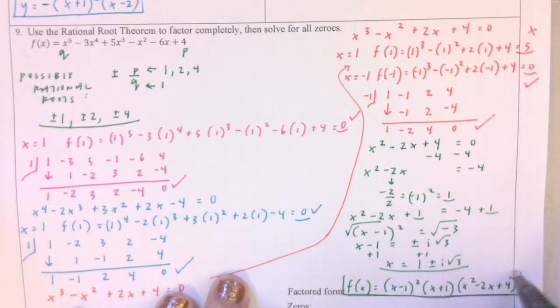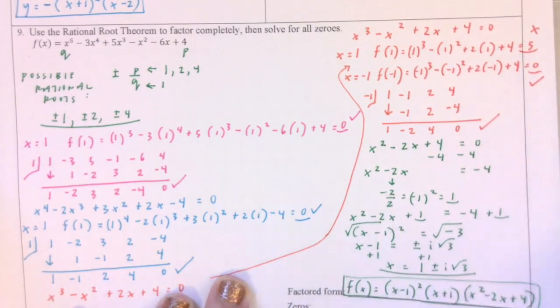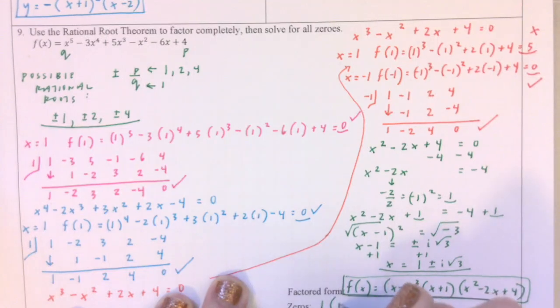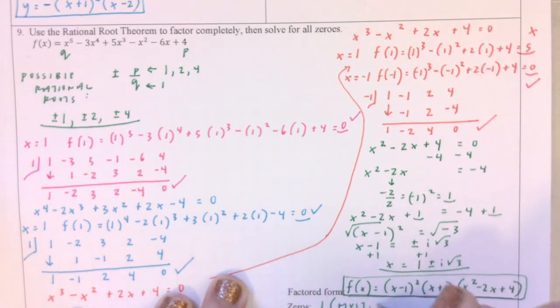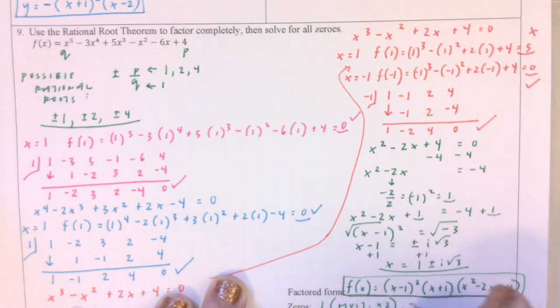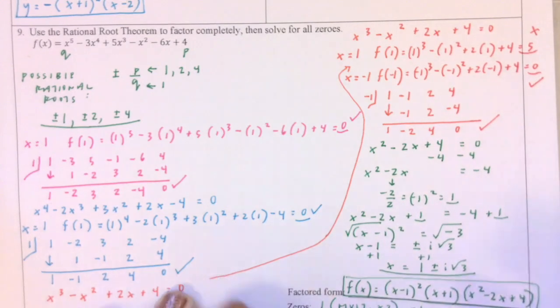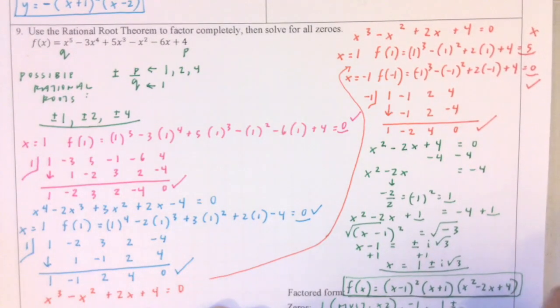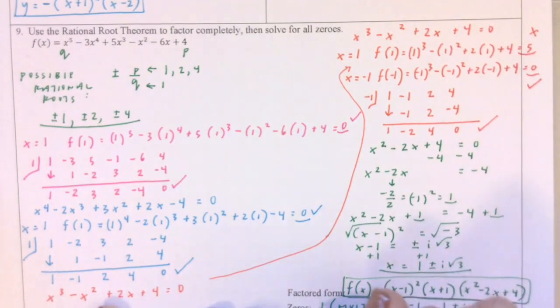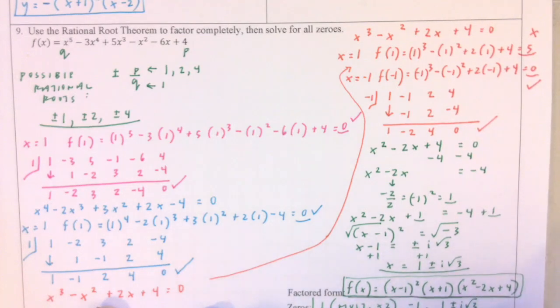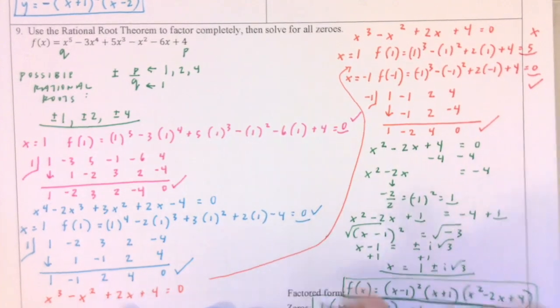And then what about the zeros? What about the total solutions that we obtained? We had a 1 with a multiplicity of 2. We had a negative 1. We also had 1 plus or minus i root 3. These were all of our solutions for x, 5 total.